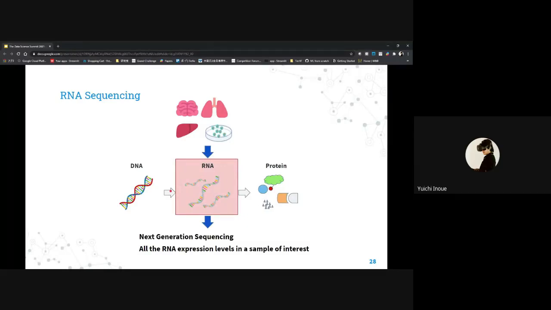I will start by explaining RNA sequencing, which is often used in life science research. RNA sequencing allows us to look at all the RNA expression levels in a sample of interest, such as an organ or cells, by using next-generation sequencing. By comprehensively looking at the mRNA expressed in the sample, we can see what kind of condition the cell is in, or the organ is in.